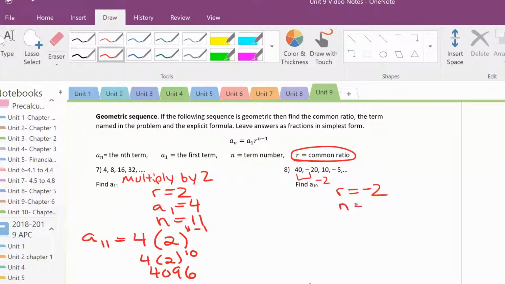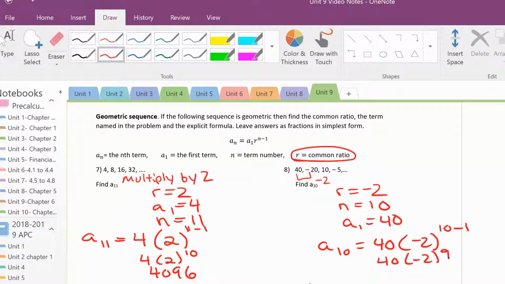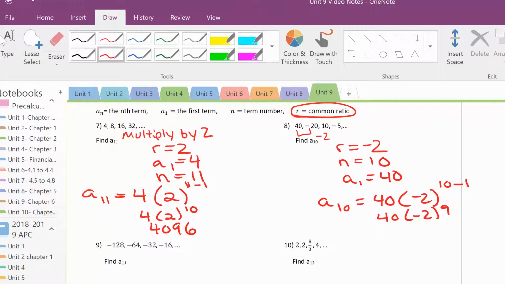and n is 10, and the first term is 40. So you go a sub 10 is equal to 40 times -2 to the 10 minus 1 power. So 40 times -2 to the 9th. And when you stick that in your calculator, you get -20,480. That is the 10th term.